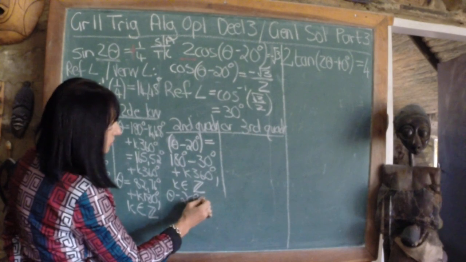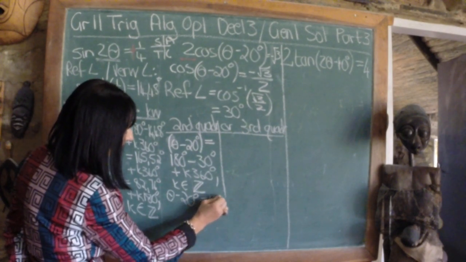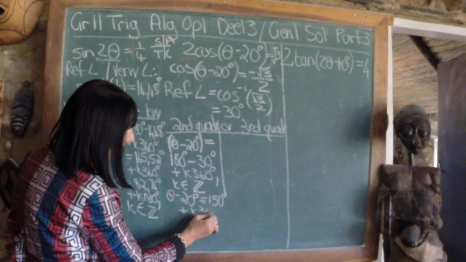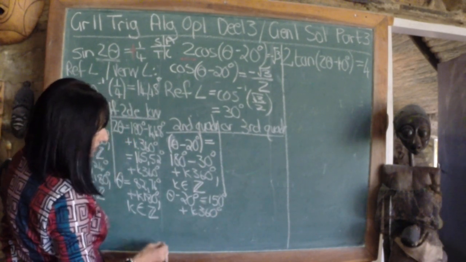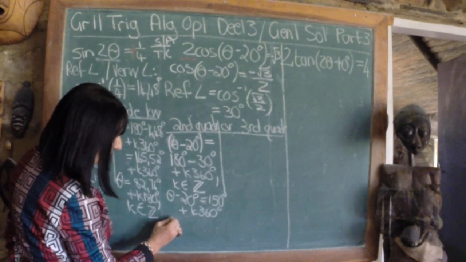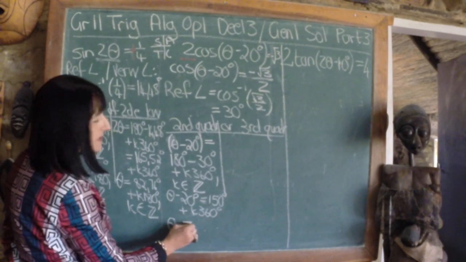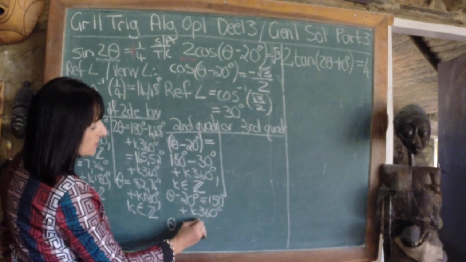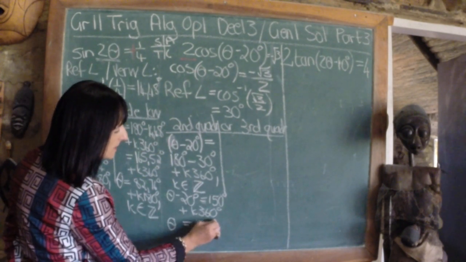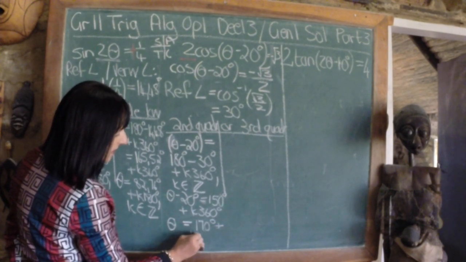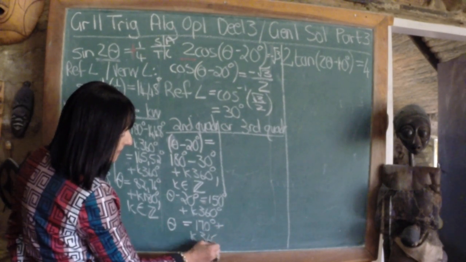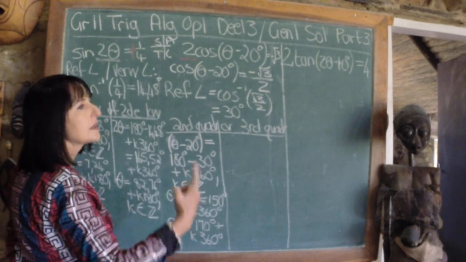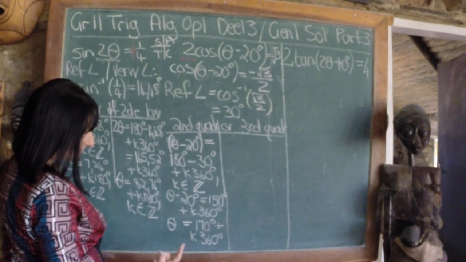180 minus 30 is 150, plus k times 360, and let's get the theta alone on the left hand side, so I take the minus 20 over to the other side, it becomes a plus 20, so now it's 170 plus k times 360 degrees. I've written k element of Z once, it's only necessary once.